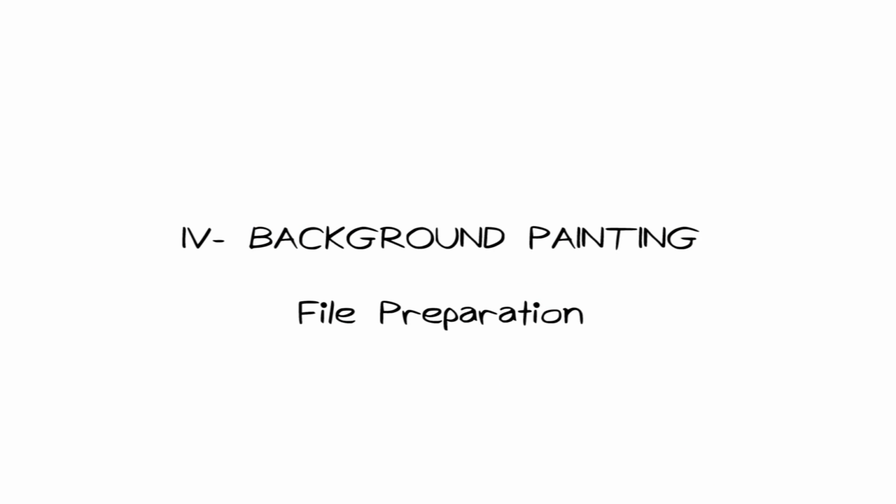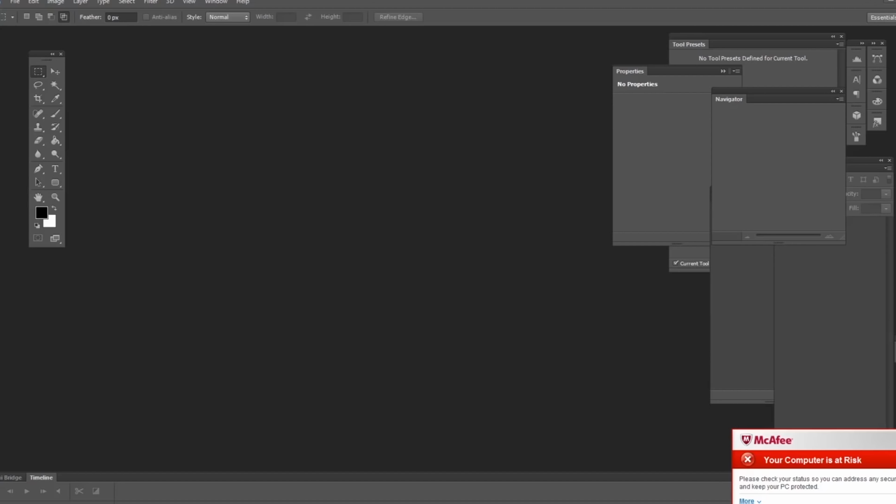Let's get started painting. Now we're going to do the thing that I loathe the most, painting the background. Let's get to it. When you open up Photoshop, you're going to want to go to New to make a new document, and then we're going to adjust its frame size.